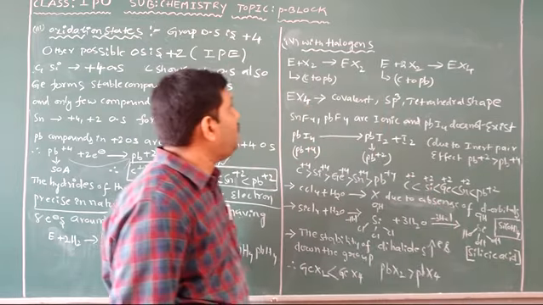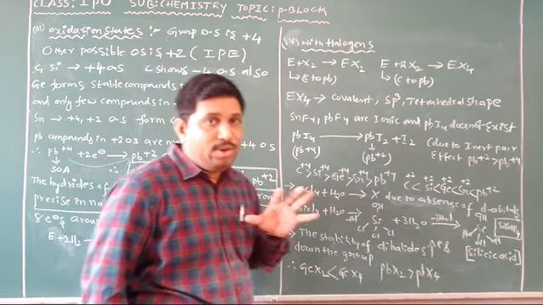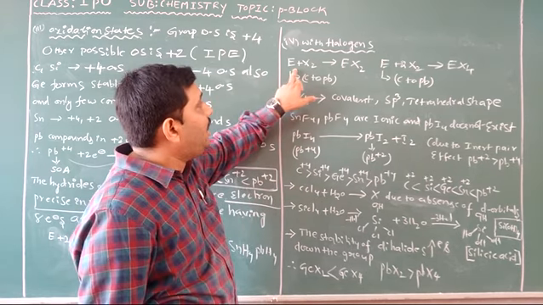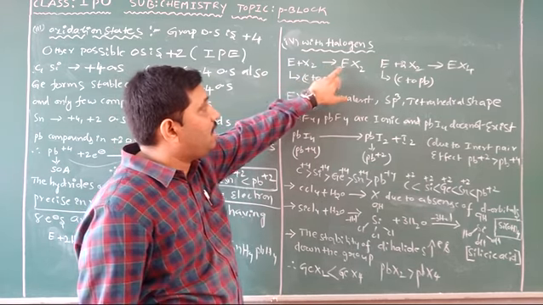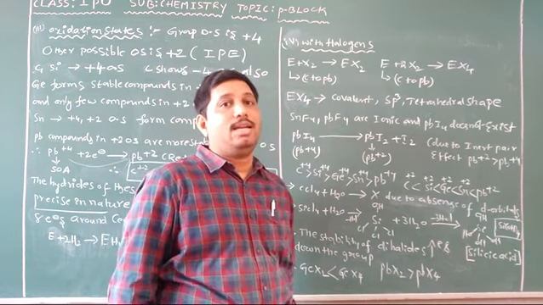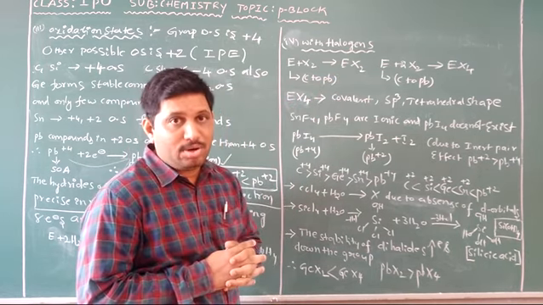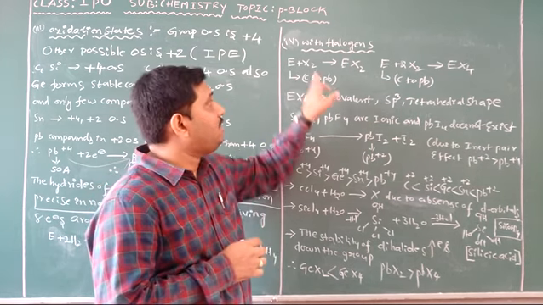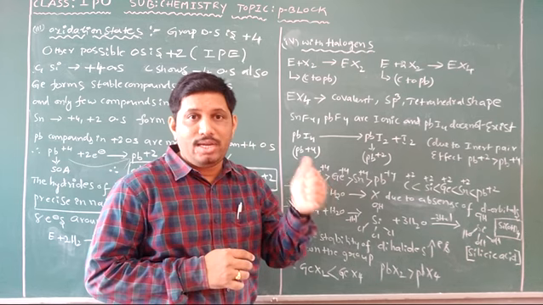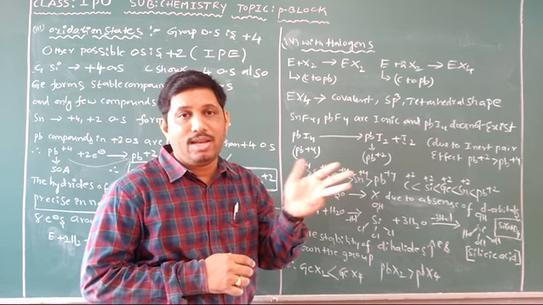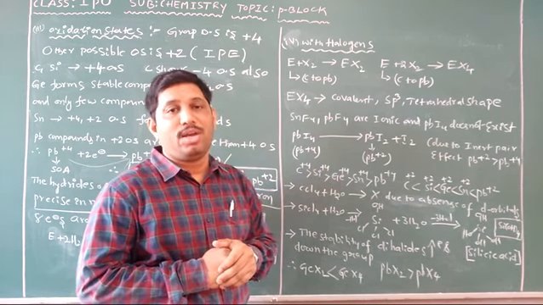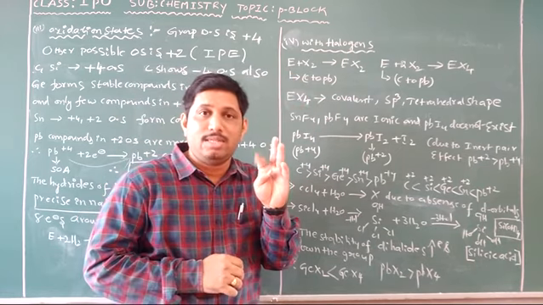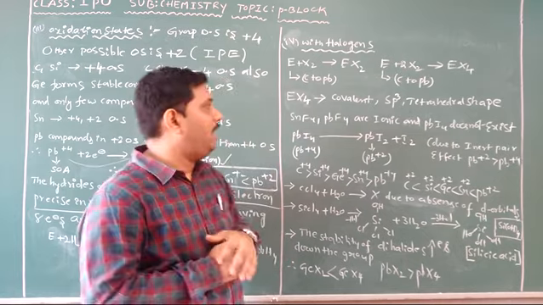Next property, student, reaction with the halogen. When group 14 elements react with the halogen, what are the products formed? They can form dihalide as well as tetrahalide. Two types of halides are formed, EX2 as well as EX4, where X stands for halogen: fluorine, chlorine, bromine, iodine. Astatine is a radioactive element, we are not considering. E stands for the elements from carbon to lead: carbon, silicon, germanium, tin and lead.